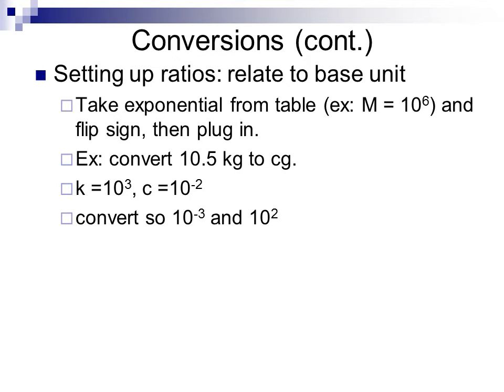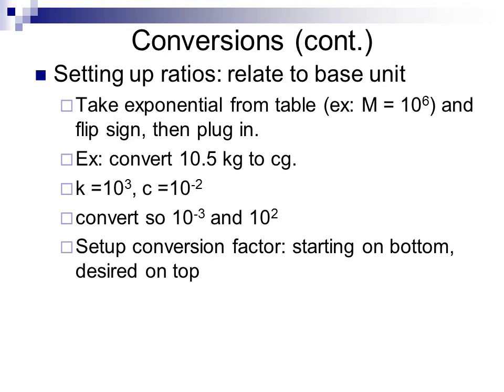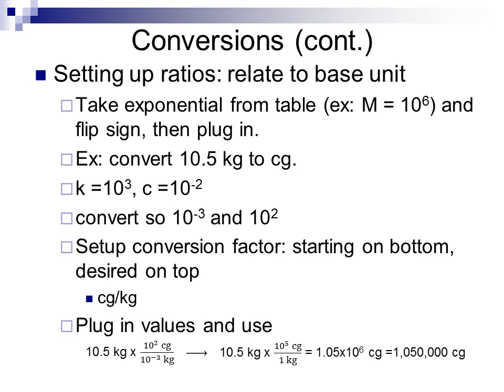So I would convert so that 10 to the 3 becomes 10 to the minus 3, and 10 to the minus 2 becomes 10 to the 2. I set up my conversion factor. I put what I start with on bottom and what I want on top. So if I'm converting from kilograms to centigrams, I want centigrams. I have kilograms. I put the centigrams on top and the kilograms on bottom. So centigrams over kilograms. I plug in the values, and then I can use it.